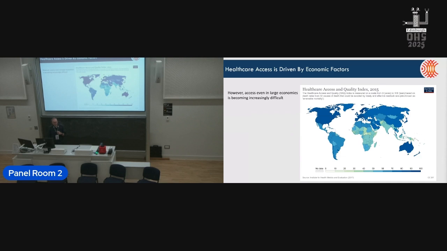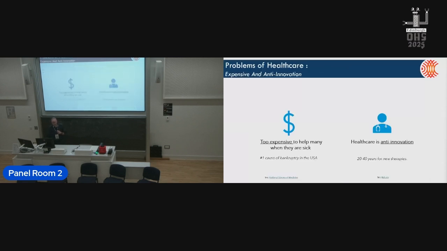Healthcare access is different across the globe. It's correlated very highly with the size of the economy. But even with big economies, we find that the cost of healthcare is becoming more expensive. In the US, it's the number one cause of bankruptcy. And the system is designed to be kind of anti-innovation. The course for getting a new device to market can sometimes take 20 to 40 years to do the research, do the clinical trials, develop the devices, and get them to market.